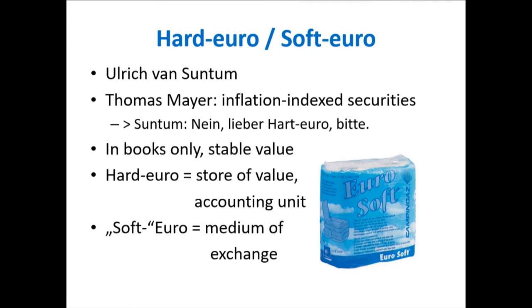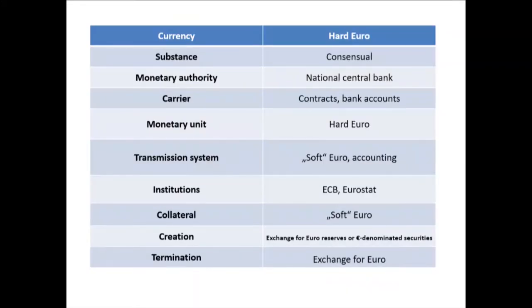So that means that the central bank sets the threshold price. The actual price is to be found in the market, but the central bank, by doing this, sets the threshold price. And the inflation is measured by Eurostat. So at the time when there is a new issue, it is set by the central bank what the exchange rate is, and the future exchange rate is this one, adjusted for inflation that is measured by the Eurostat. The substance of hard euro is consensual, and the monetary authority is the national central bank.